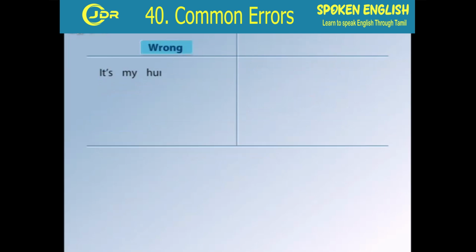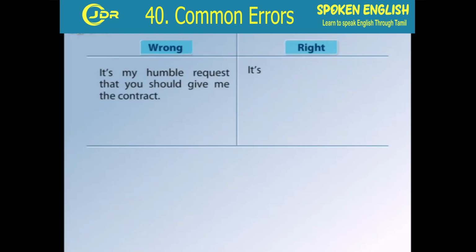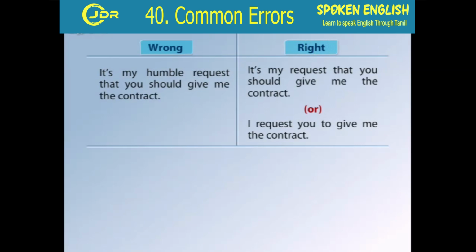Wrong: It is my humble request that you should give me the contract. Right: It is my request that you should give me the contract. Or, I request you to give me the contract. Reason: a request itself is humble.